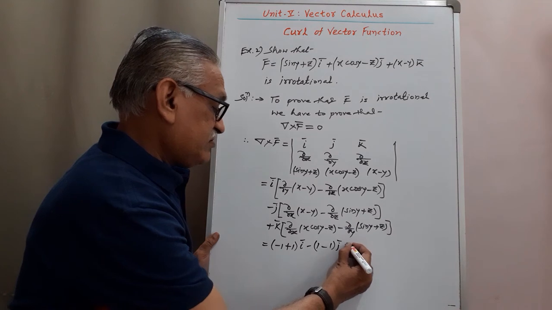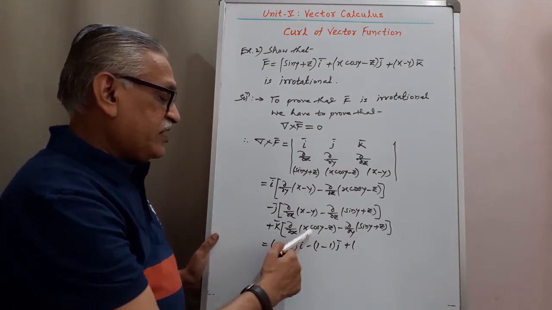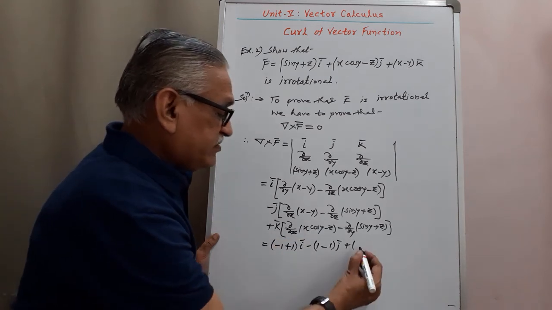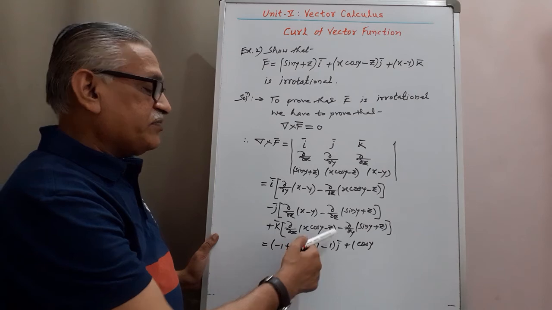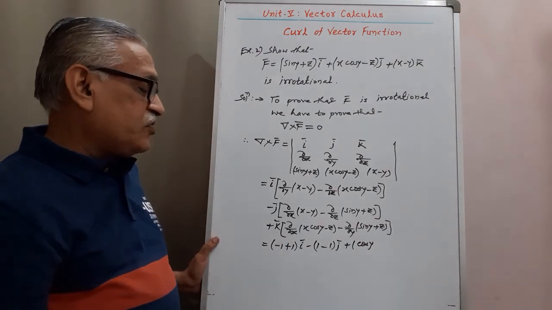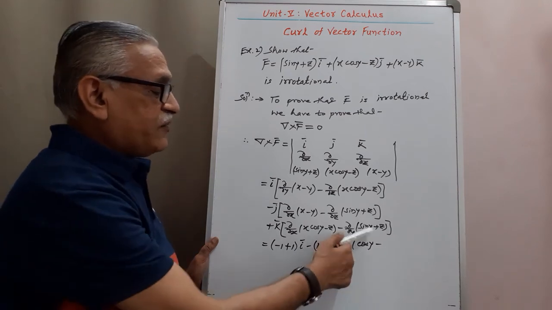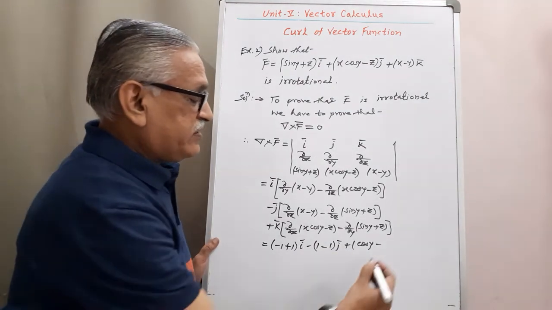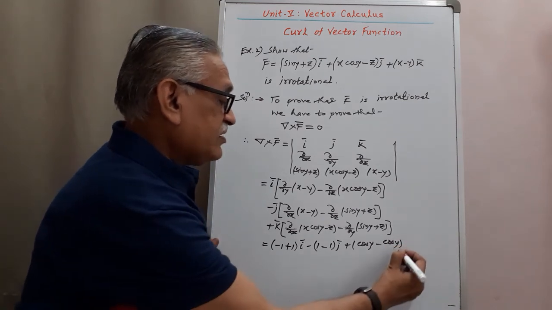plus, differentiating this with respect to x, its derivative is cos y, derivative of z with respect to x is 0, minus differentiation of sin y with respect to y is cos y into k.